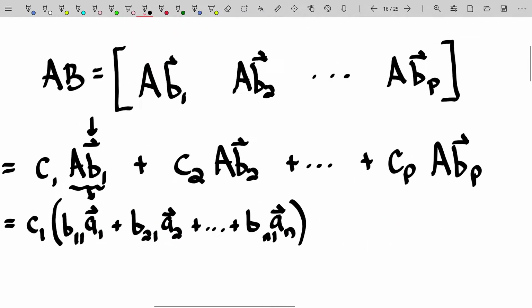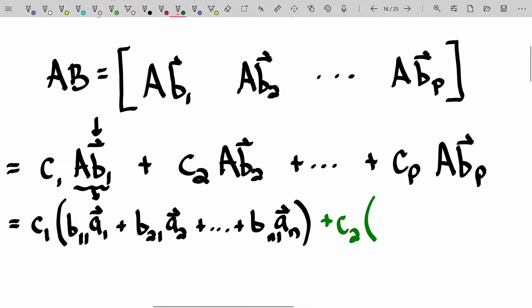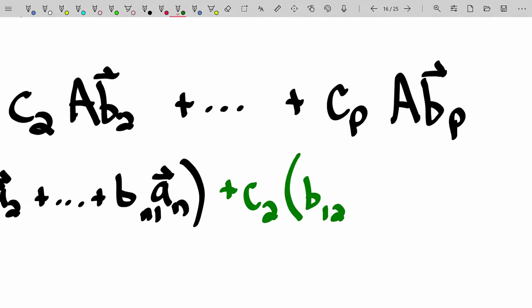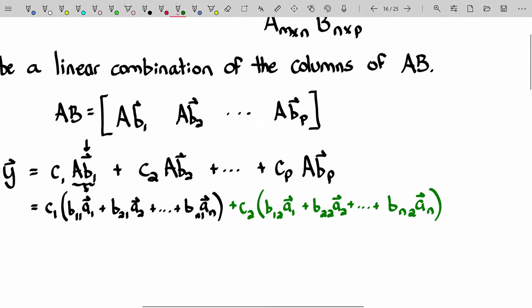Now I'm going to move on to C sub 2 times A B sub 2, and this time I'll do that in green. A times B sub 2 is a linear combination of the columns of A with weights the entries of B sub 2. B sub 2 is the second column of B. Notice the structure of this. Again, I'm dealing with this product right here. The structure is very similar to the structure from this right here.